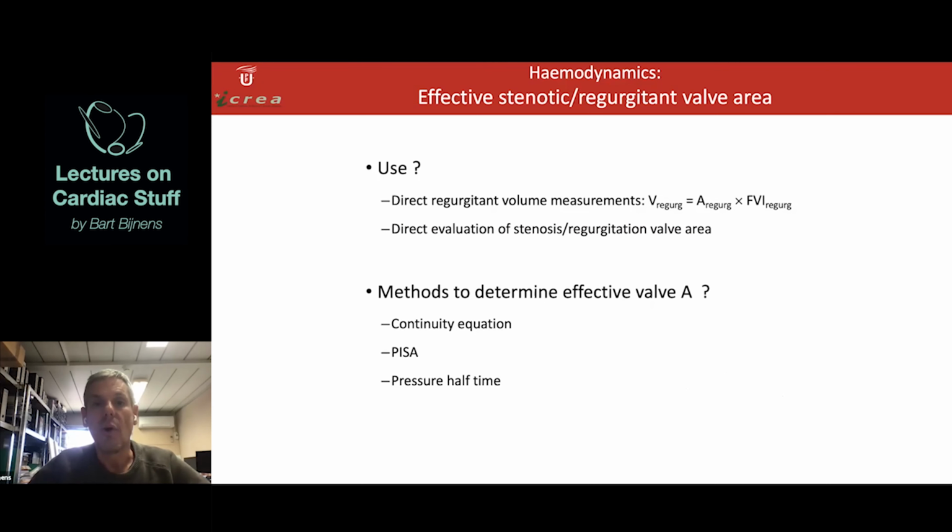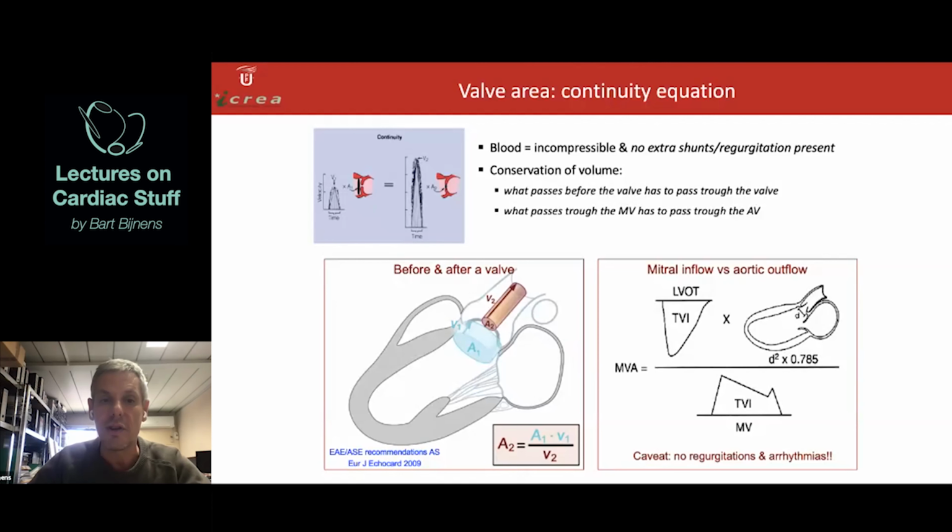So as we said before, we do this for direct measurements. We do this for indirect measurements for stenosis, for regurgitation. So these are the ones that we can use. There's a couple of other ways to use it. As I said before, continuity equation is one.